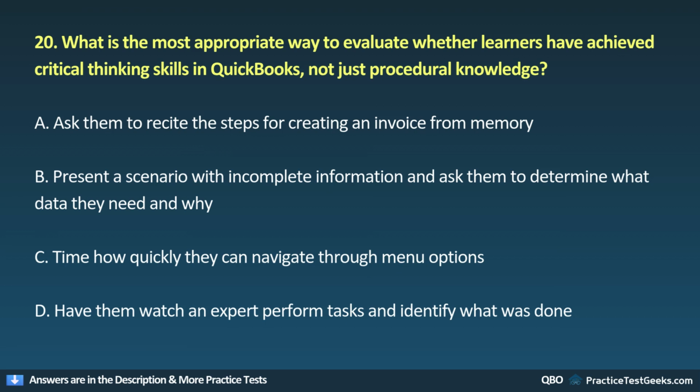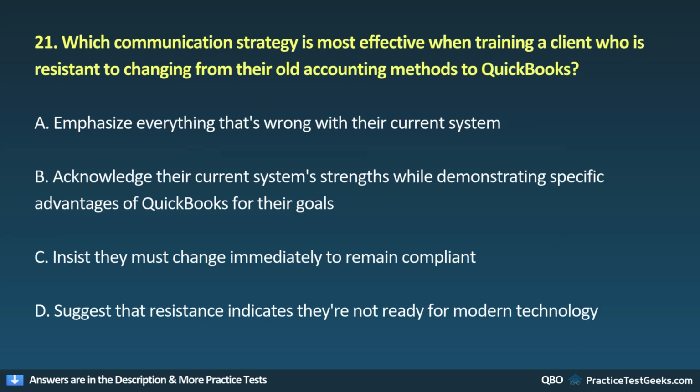20. What is the most appropriate way to evaluate whether learners have achieved critical thinking skills in QuickBooks, not just procedural knowledge? A. Ask them to recite the steps for creating an invoice from memory. B. Present a scenario with incomplete information and ask them to determine what data they need and why. C. Time how quickly they can navigate through menu options. D. Have them watch an expert perform tasks and identify what was done.